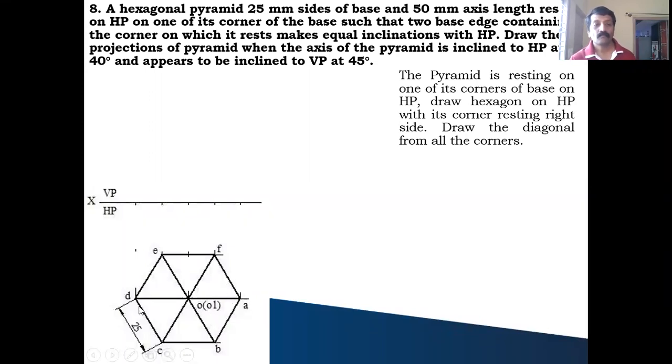After that, you keep on join the opposite corner, that is the diagonal lines. Wherever these diagonals intersect, that is your center. You call that as the O1, the base center point, and O as the apex point. So this completes your top view.